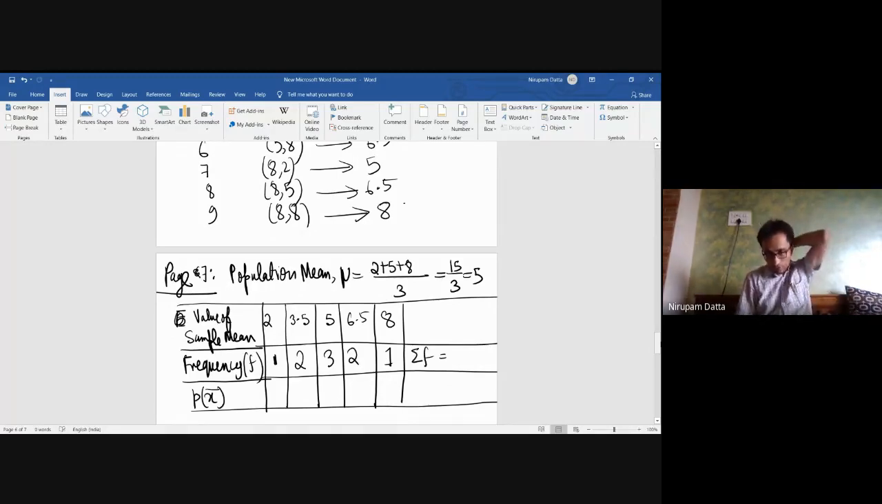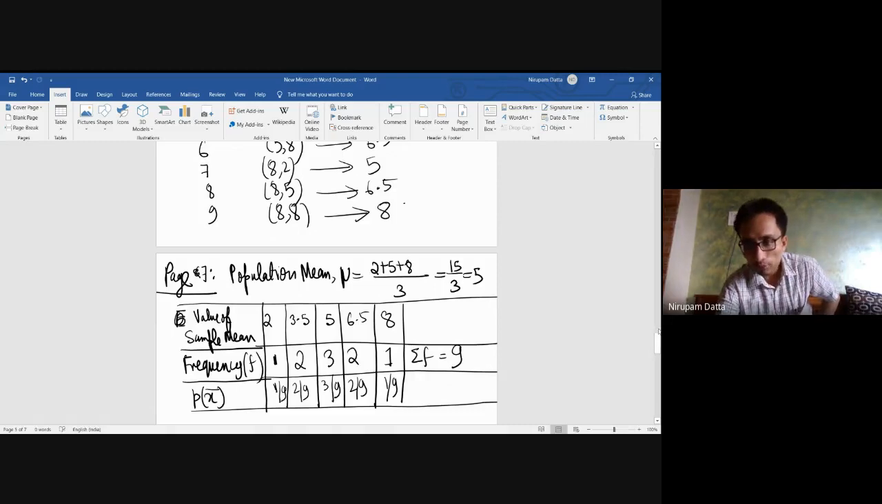Total frequency: 1 plus 2 is 3, 3 plus 3 is 6, 6 plus 2 is 8, 8 plus 1 is 9. So what are the relative frequencies? Corresponding to 2 it is 1 by 9, corresponding to 3.5 it is 2 by 9, corresponding to 5 it is 3 by 9, corresponding to 6.5 it is 2 by 9, and corresponding to 8 it is 1 by 9.